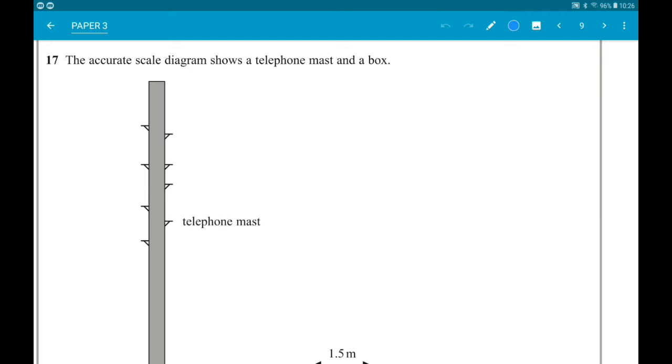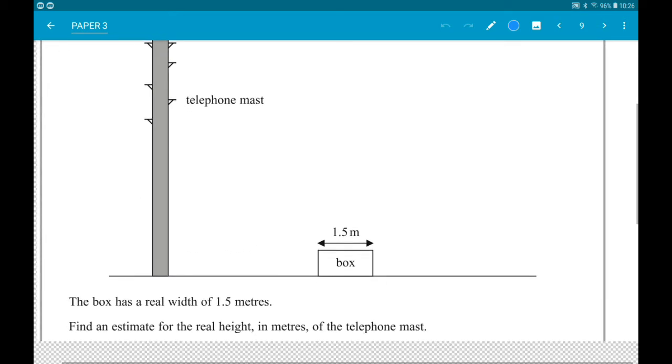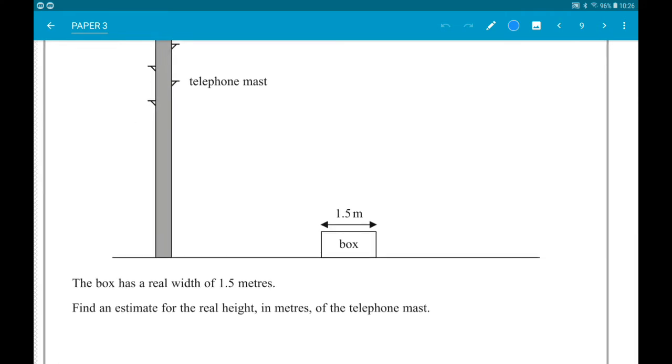Okay, number 17, we have a scale drawing. So the accurate scale drawing shows a telephone mast and a box. Now we're told the width of the box is 1.5 meters. We want to find an estimate for the total height in meters of the telephone mast.